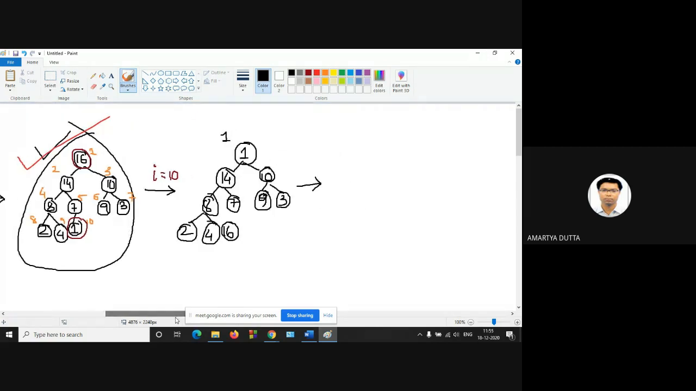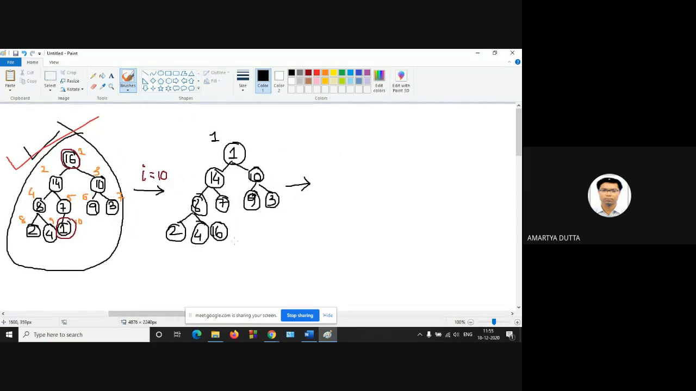The maxify function always maintains the heap property. So if you call maxify A1, then for the element at index number 1, the algorithm will check whether it is a heap or not. No, it is not a heap because 1 is less than or equal to 14 and 10. So you have to replace, this will be 14.